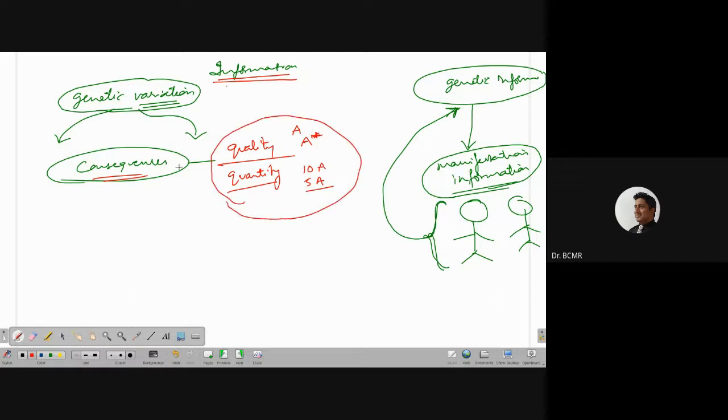There can also be many genetic variations that may not have any consequences, right? For example, the genetic code is degenerate, which means different codons code for the same amino acid. So genetic variations are what we are trying to study. Some of them have no consequences, some of them have consequences, and the consequences could be about the quality of the protein or the information that is being produced, or the quantity, how much of it is produced.